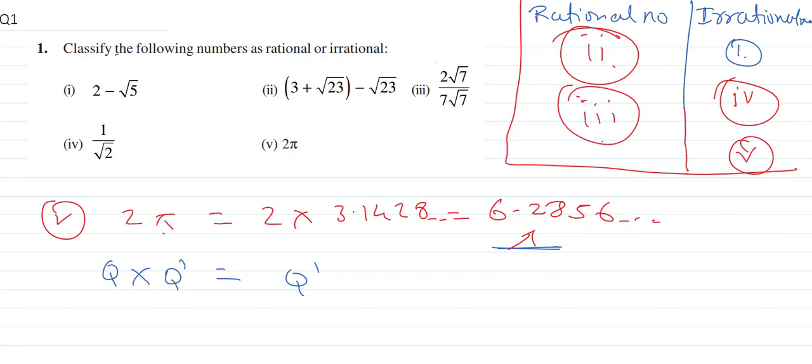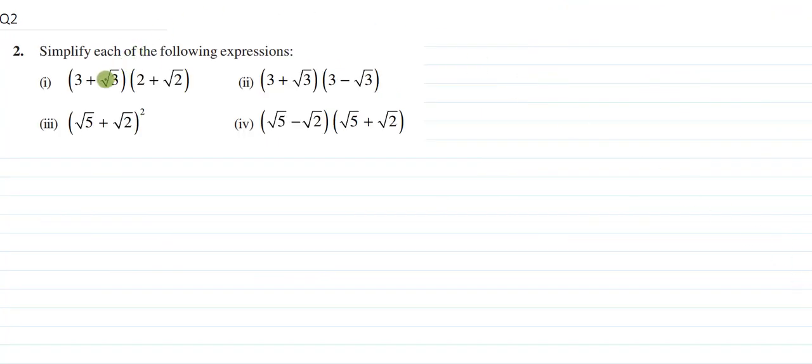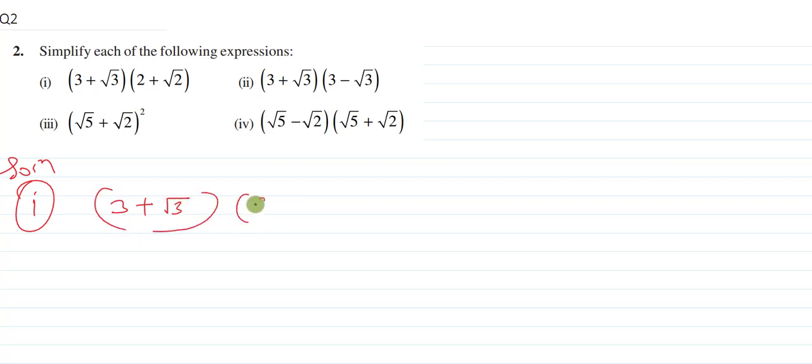Now moving towards the second question. Here you can see they are asking us to simplify each of the following expressions. That's the solution. First, write it again. 3 plus root 3 into 2 plus root 2. Now just multiply. How to multiply? I'll write here because the terms will be expanded. 3 into this bracket.